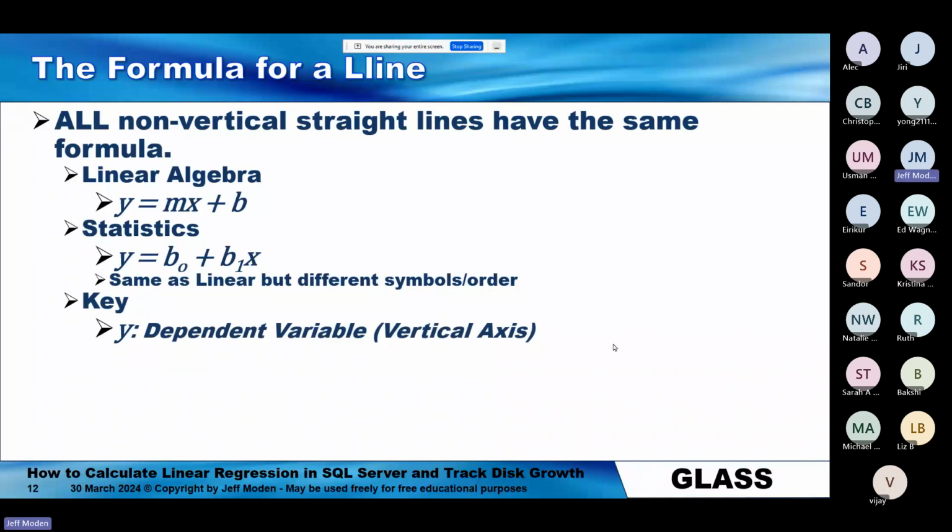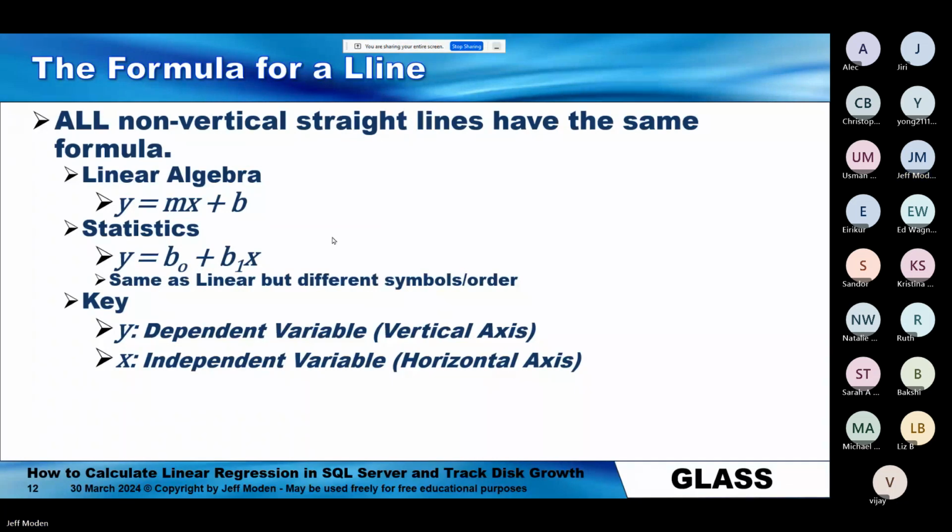Y is what's known as the dependent variable, and that represents the vertical axis, and that's in both formulas. The reason they call it a dependent variable is because if you make changes to any of the other constants or variables, Y has to change. X is an independent variable, and this is typically the horizontal axis. For this storage, it would be dates. For something like how many cones you're going to sell, it might be the temperature of the air.